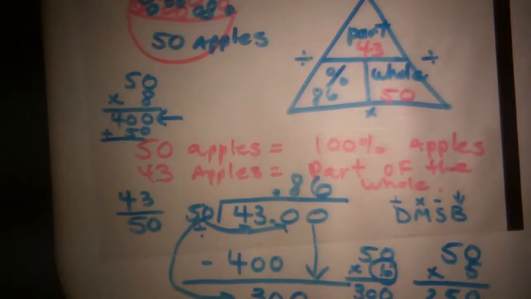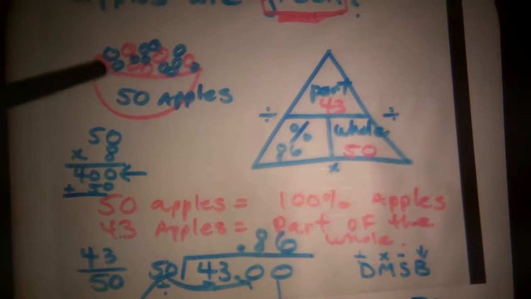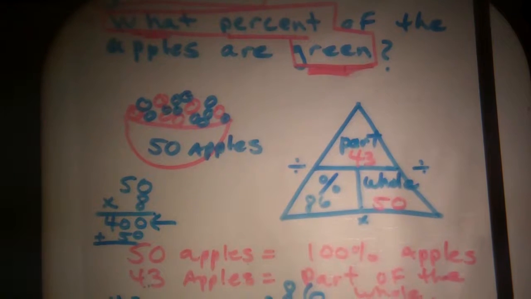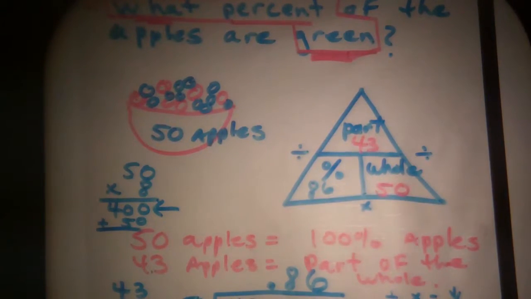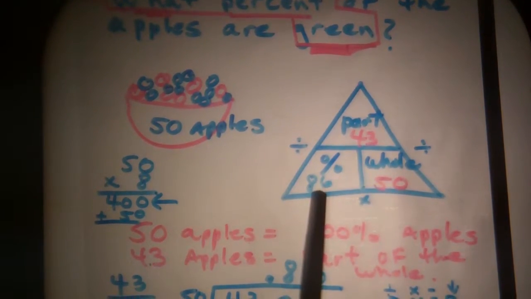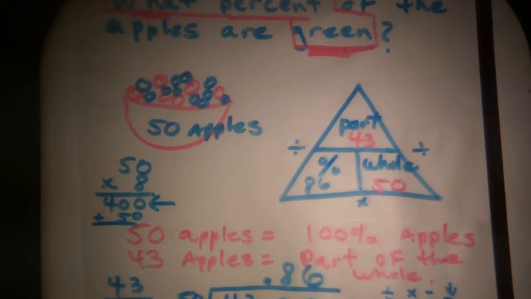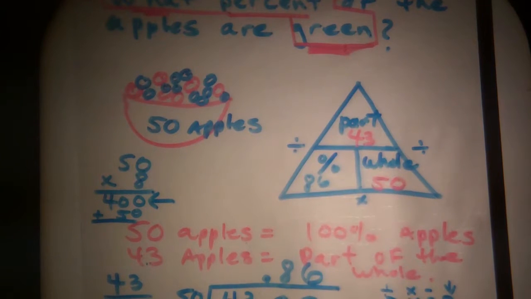Is that a reasonable answer? Well, since 43 apples are green, we only have 50. That's close to 100% of the apples are green. Is 86 close to 100? Yes, 86 is pretty close to 100, so that seems to be a reasonable answer.